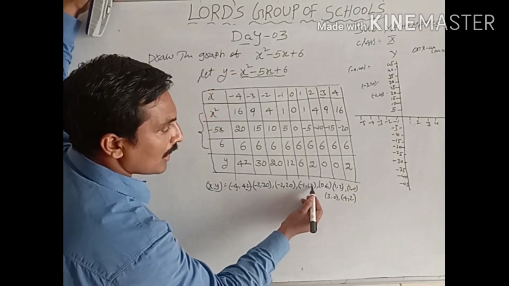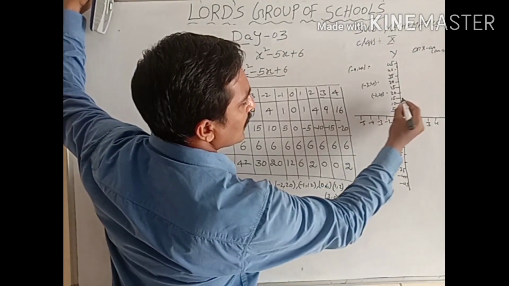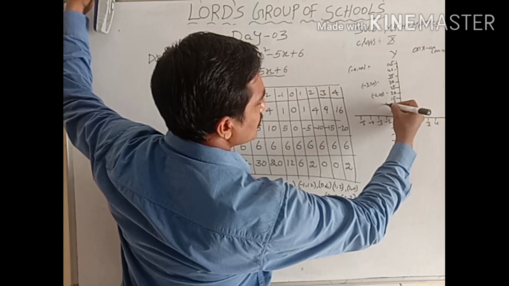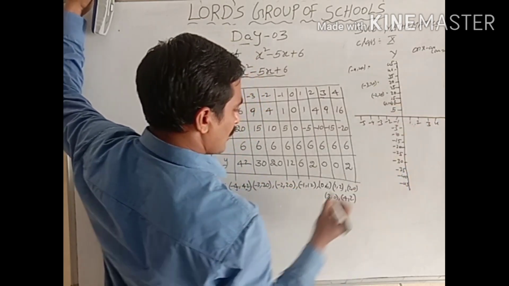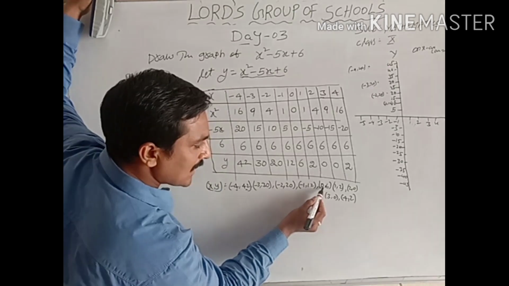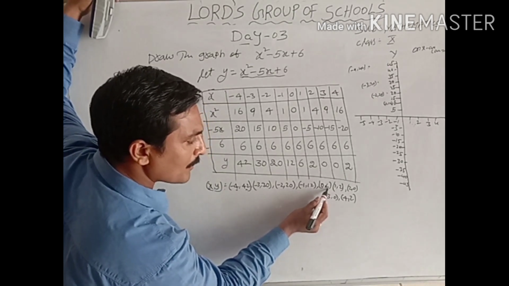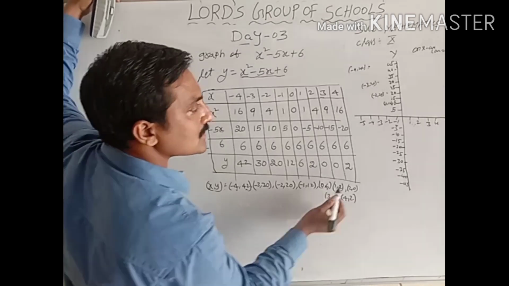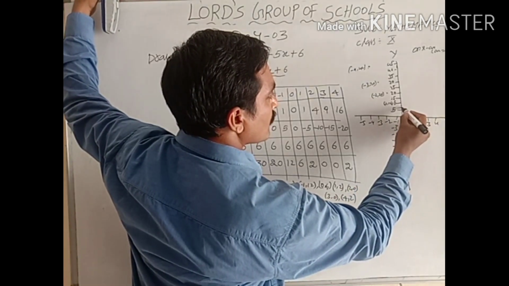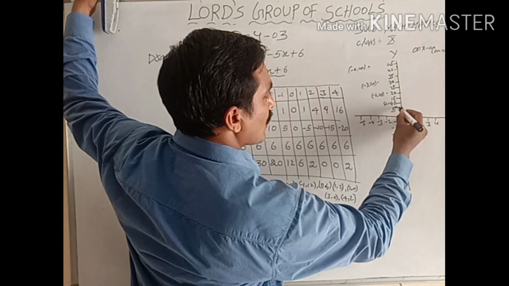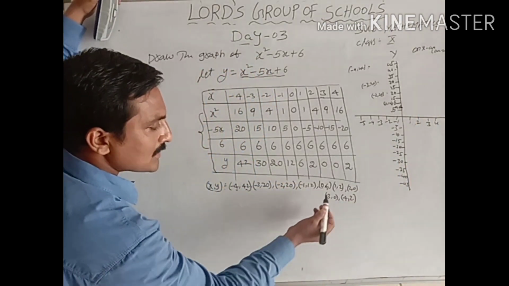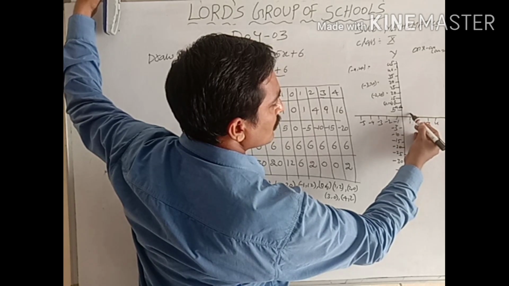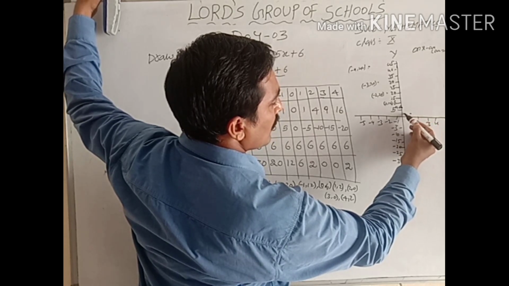Next, minus 1 comma 12. Minus 1, 12, which means between 10 and 15. Next, 0 comma 6. X value is 0, and since the x value is absent, this point is on the y-axis only. You have to keep 6. This is 0 comma 6. Next, 1 comma 2.